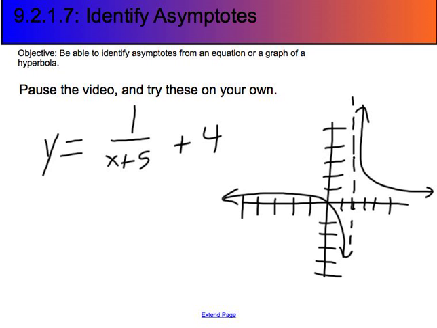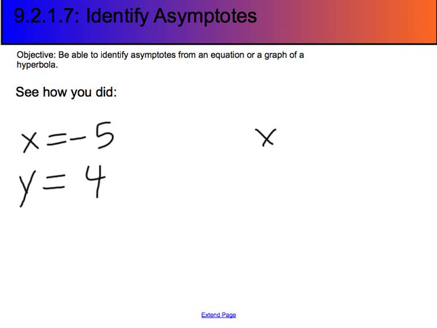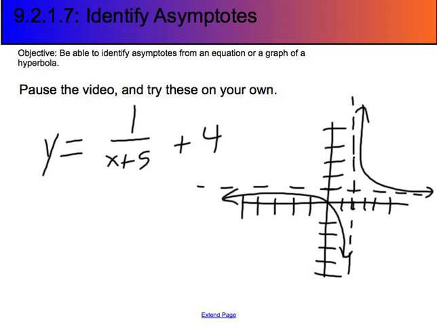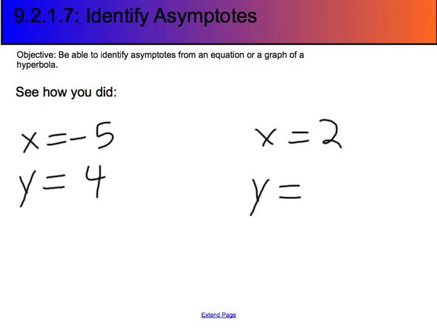Now for the graph, you kind of have to line up your paper or just try to see it. I'm seeing the asymptotes there and there. So the vertical asymptote is x equals 2. And the horizontal asymptote is y equals, looks like 1 to me.